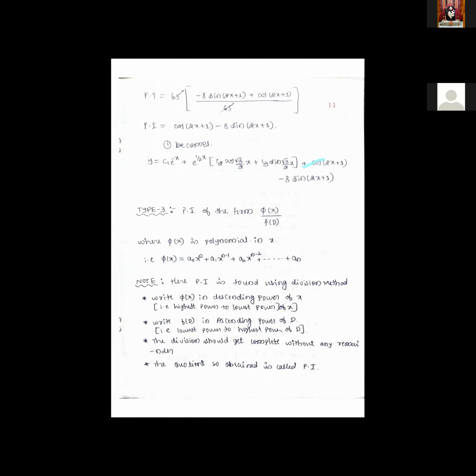Next, apply the division method. The division should get completed without any remainder. Till where do we have to complete this division? Till you get the remainder as 0, you have to finish. If you are getting a remainder as 0, please finish it. Otherwise, you have to complete it further. The quotient, whatever quotient is obtained, is called the particular integral.